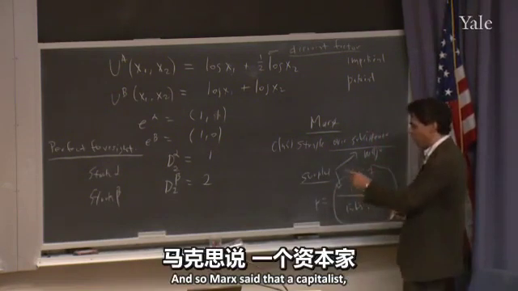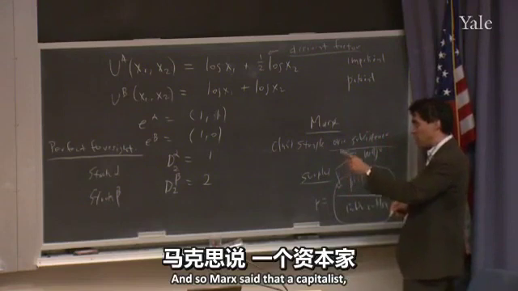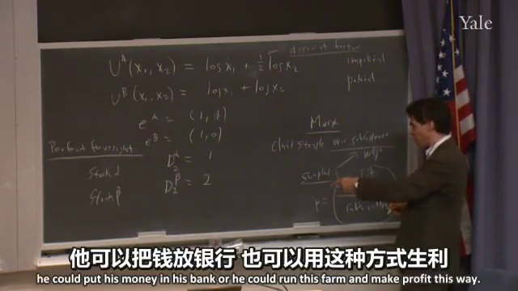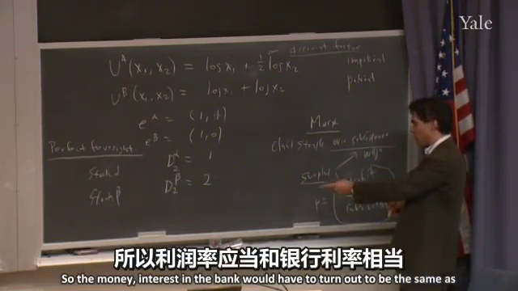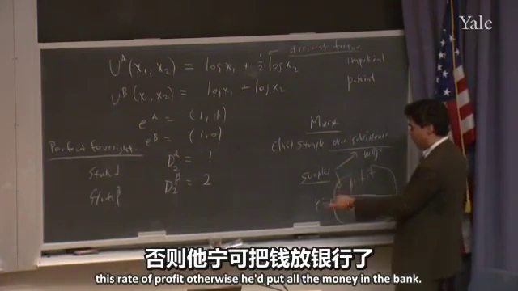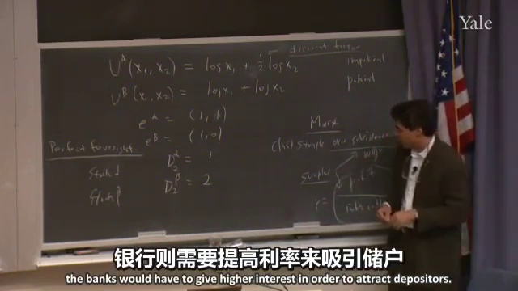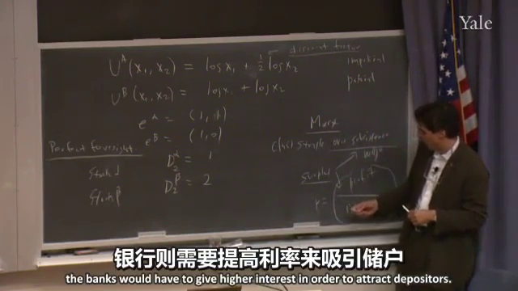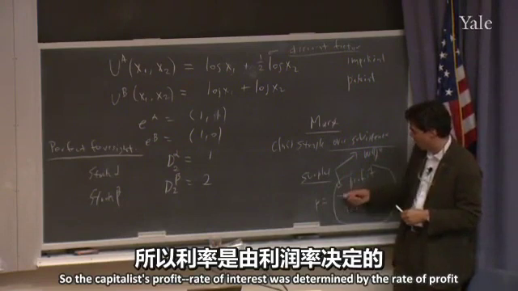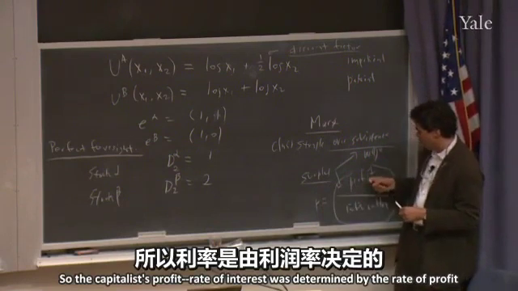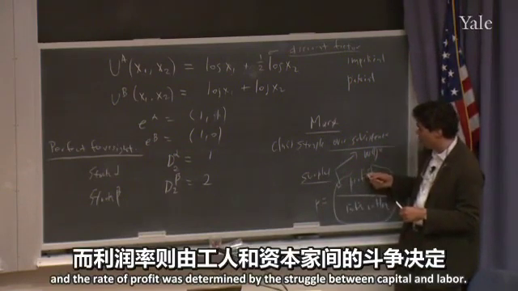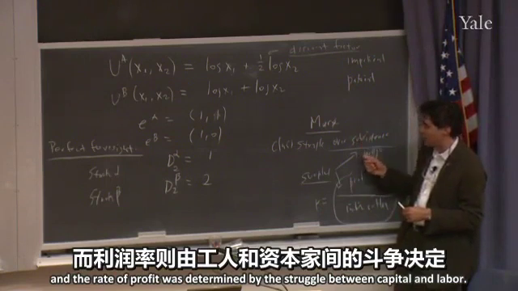And so Marx said that a capitalist could put his money in the bank or he could run this farm and make profit this way. So the money interest in the bank would have to turn out to be the same as this rate of profit. Otherwise he'd put all the money in the bank, and if it was smaller, he wouldn't, so the banks would have to give higher interest in order to attract depositors. So the capitalist's rate of interest was determined by the rate of profit, and the rate of profit was determined by the struggle between capital and labor.